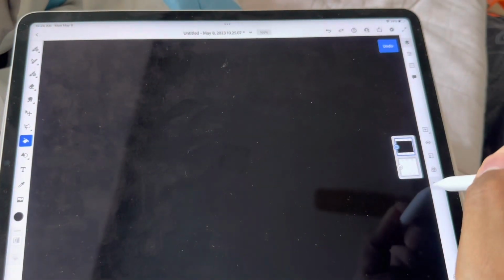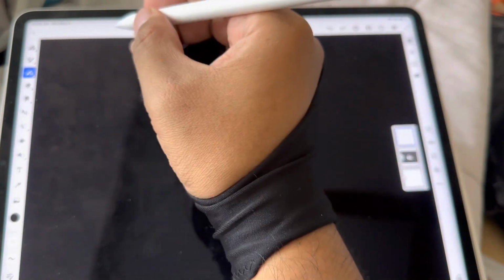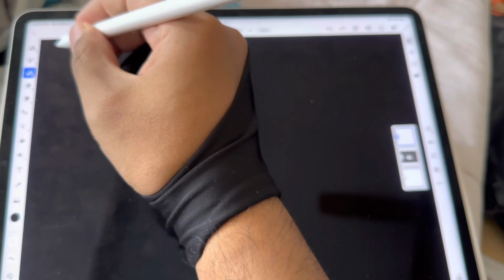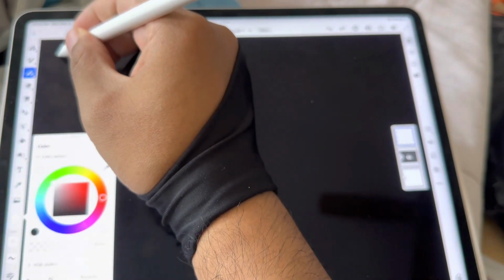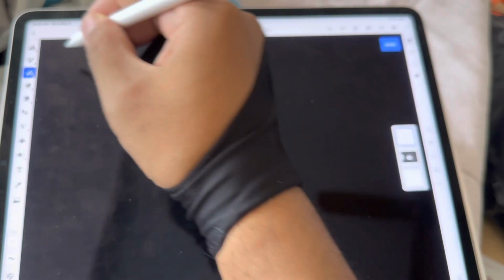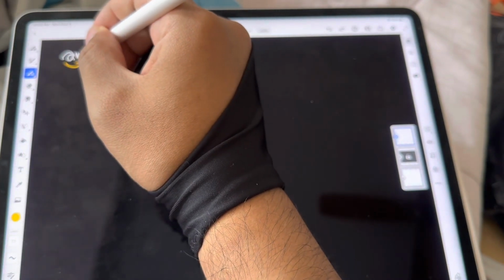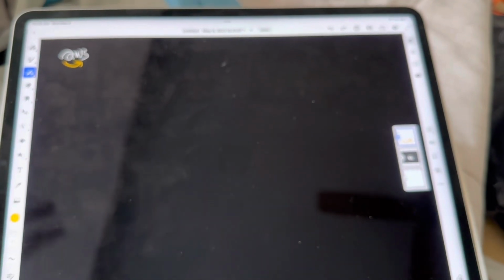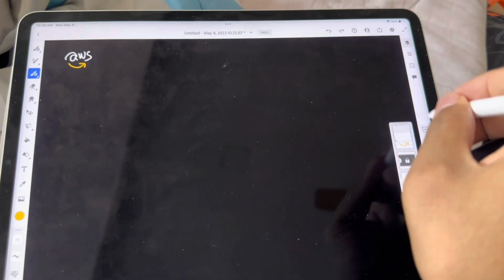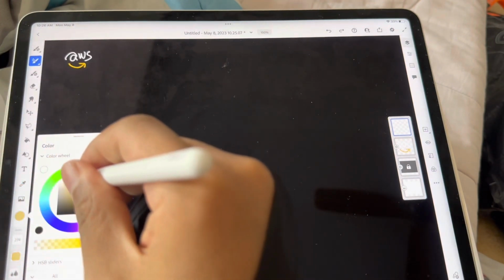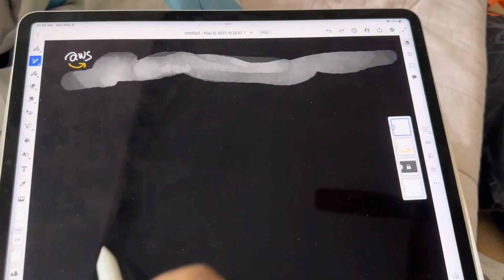I'll lock this. Then here we are going to put the logo of AWS. This one, AWS, and then smile like that. AWS. So we will put a cloud here. This is the AWS cloud, and we are going to.